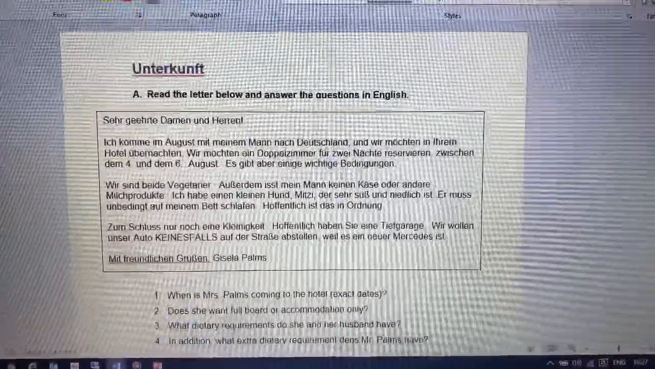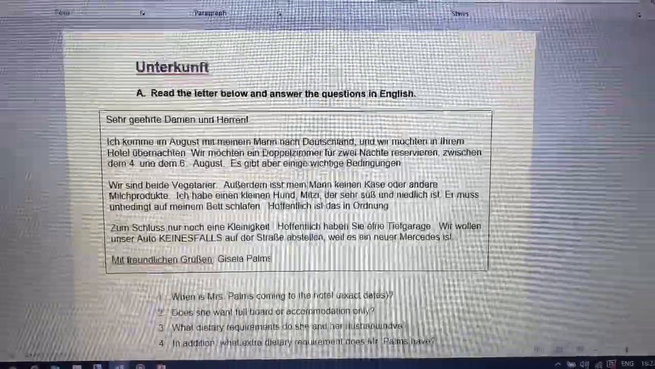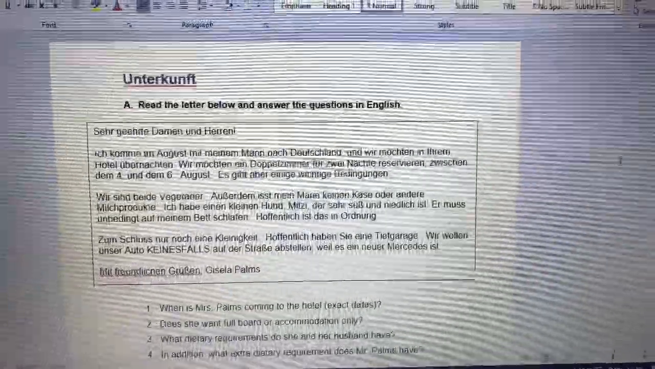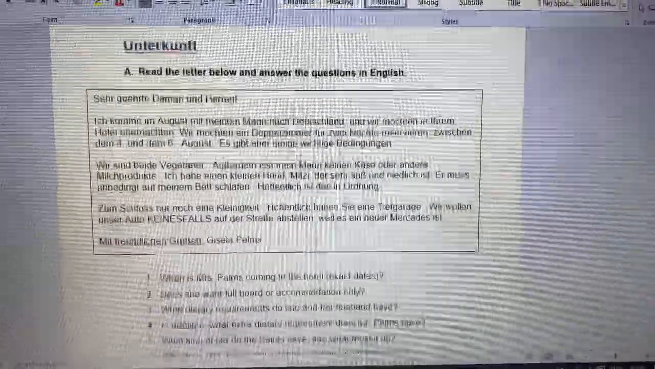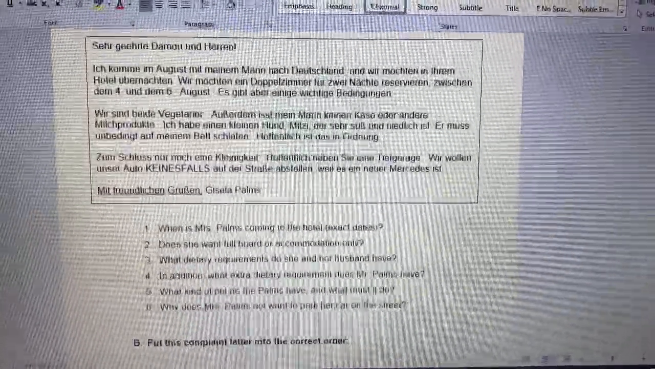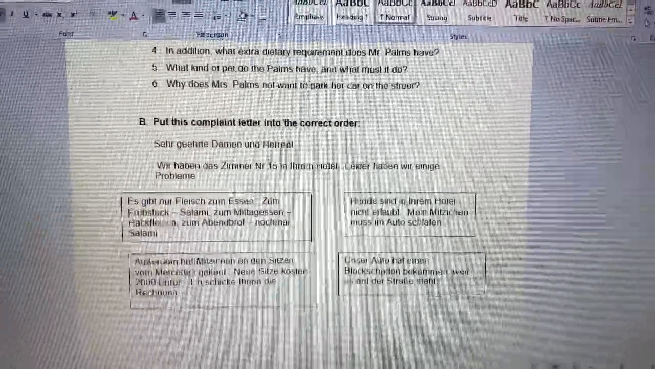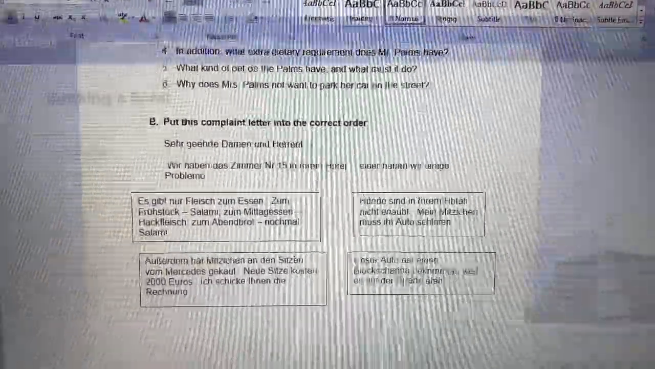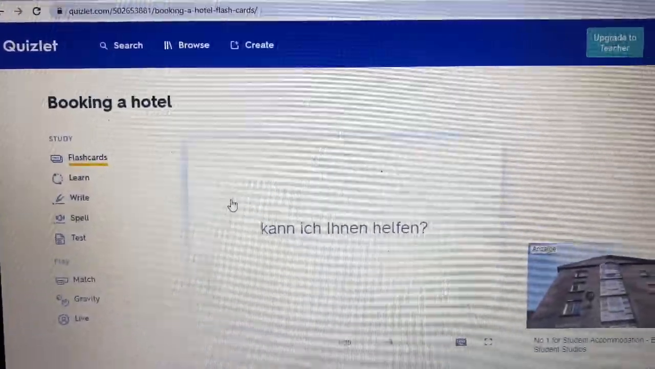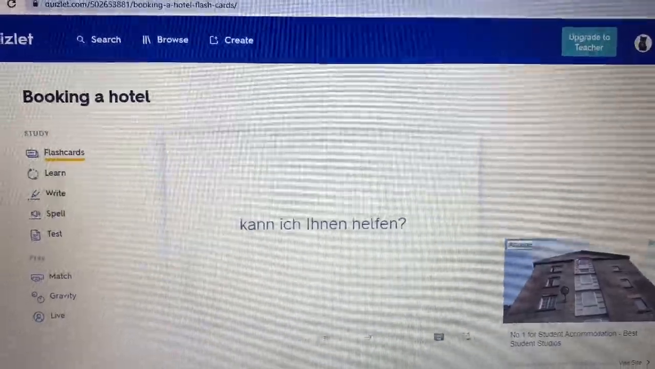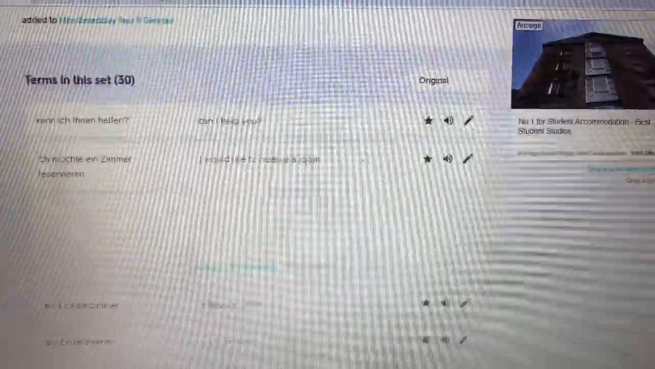Okay, right, so now you need to head over to Teams and find the work that I have left for you on there. So you've got this reading worksheet to complete, reading and answering in English, and then putting a complaint letter into the correct order. You also need to click on the link on Teams for Quizlet, and you will find your vocabulary that you need to learn this week.